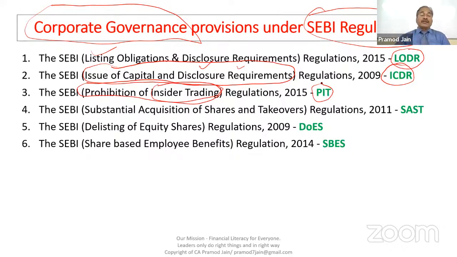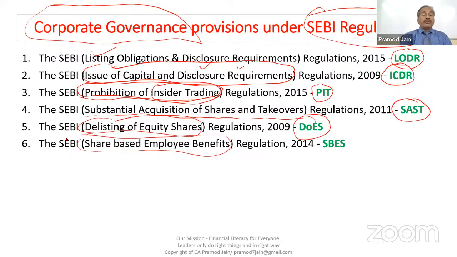As an independent director, you and I need to be fully aware of the provisions of Prohibition of Insider Trading. Why? So that knowingly or unknowingly, we do not do anything which will put us in trouble as per the regulation of prohibition of insider trading. Number 4 is Substantial Acquisition of Shares and Takeovers. So this, in short, is known as SAST. And number 5 is Delisting of Equity Shares, which in short is known as DOES. And finally, Share-Based Employee Benefits, which are in short known as SBEB.